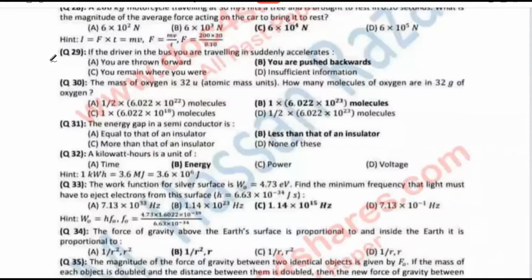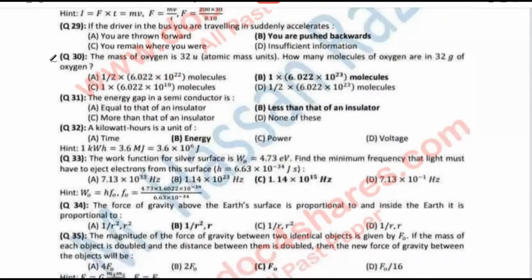So the question number 33, the work function for silver surface is omega naught equal to 4.73 electron volt. Find the minimum frequency that light must have to eject electrons from this surface, where h is equal to 6.63 times 10 to the power minus 34 joule second. So the answer is 1.14 multiplied by 10 to the power 15 hertz. So hint is given there.